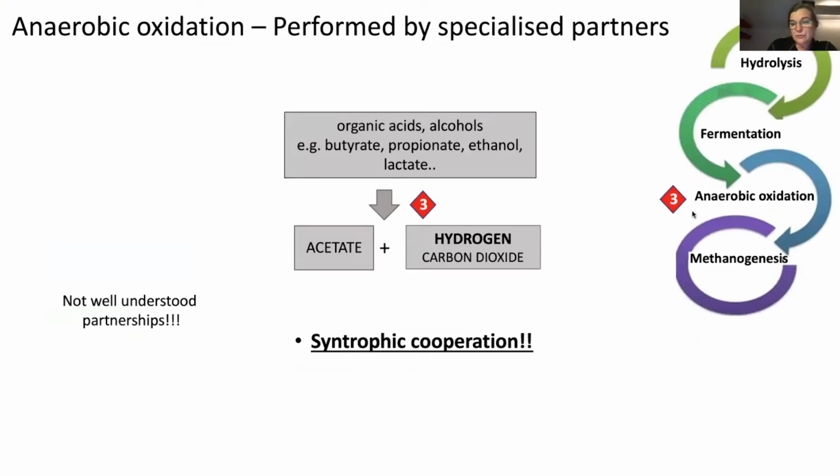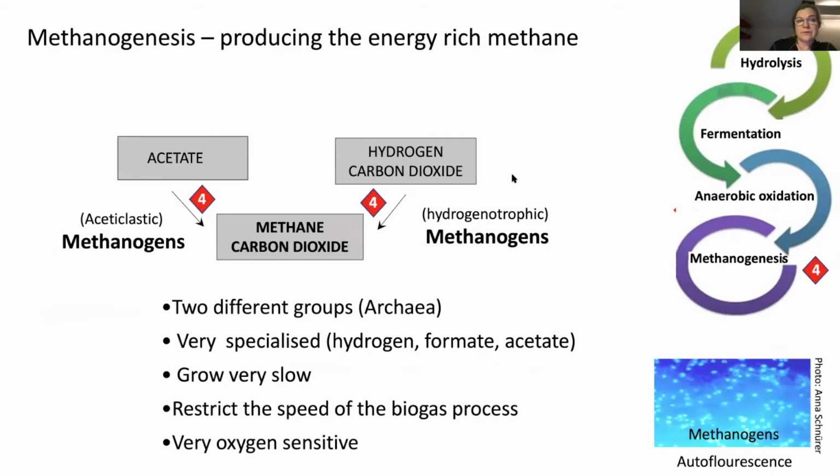The next step is the so-called anaerobic oxidation. These steps produce at the end acetate, hydrogen, and carbon dioxide. And these steps require syntrophic cooperations. I will come to that on the next slides. The last step is the so-called methanogenesis, which produces the energy-rich methane. And here, the methanogens, the acetoclastic ones and the hydrogenotrophic ones, convert the hydrogen and carbon dioxide and acetate to methane and carbon dioxide. And this is what at the end should come out of a process.